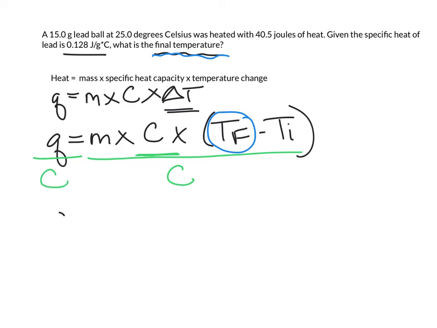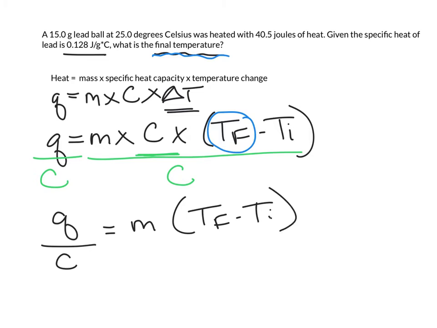So that's going to give us heat divided by specific heat capacity is equal to the mass times TF minus TI. Now the same thing we're going to do here is that we see that we want to get mass now over to the other side. So mass is multiplying TF minus TI, so the opposite of multiplying is going to be dividing. So we're going to divide both sides by mass, like that.